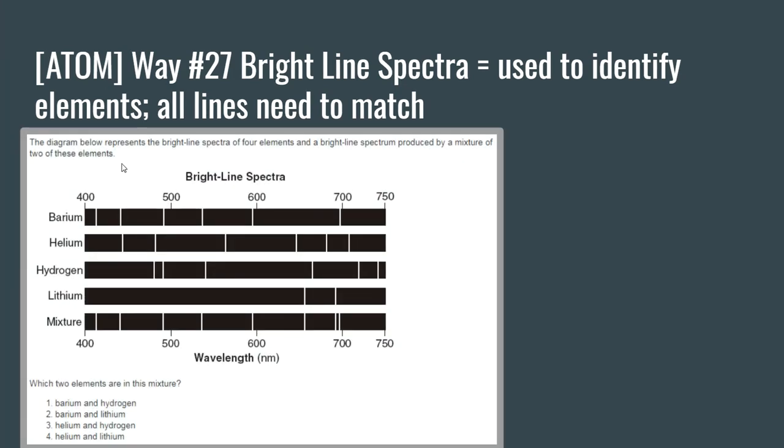So here we have a diagram which represents the bright line spectra of 4 elements and the bright line spectrum produced by a mixture of 2 of these elements. Here is the mixture that contains the 2 elements in question, and we're trying to figure out which elements make up this mixture. In order to do that, all you have to do is match up the lines of the mixture with known reference lines. Once we do that, it becomes easy to figure out which elements comprise that mixture.